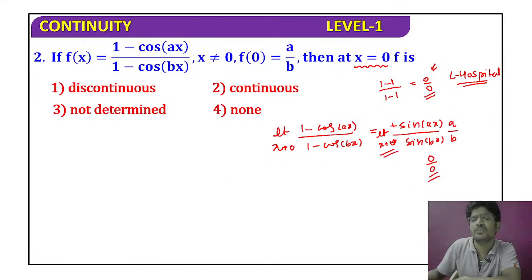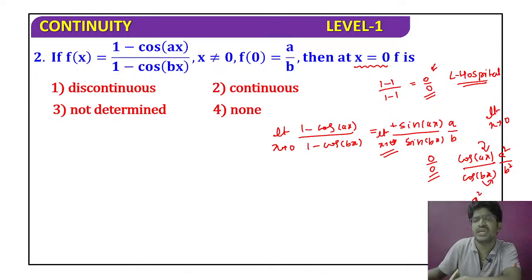If I apply L'Hospital rule for the second time, cos of ax into a gives a square, and cos of bx into b gives b square. Now you can apply the limit, x tending to 0. If you put 0 here, cos 0 is 1 and cos 0 is 1, so the output will be a square by b square.